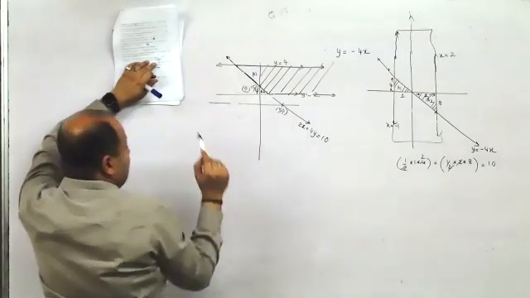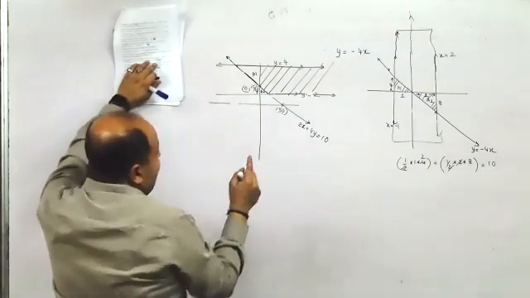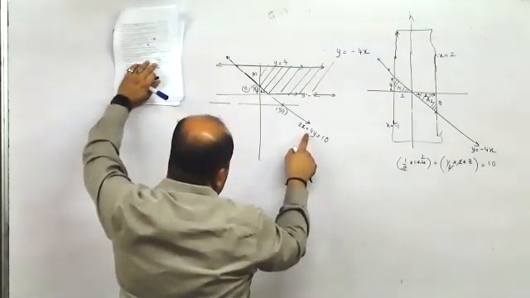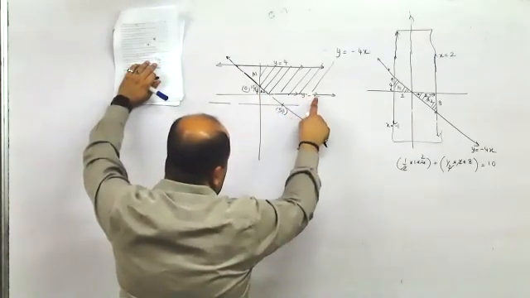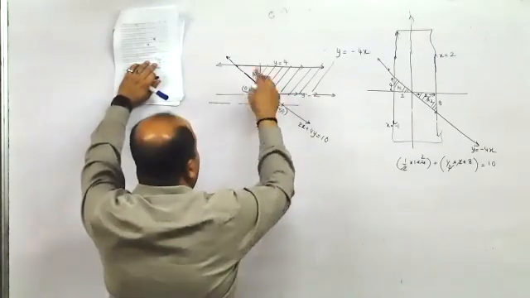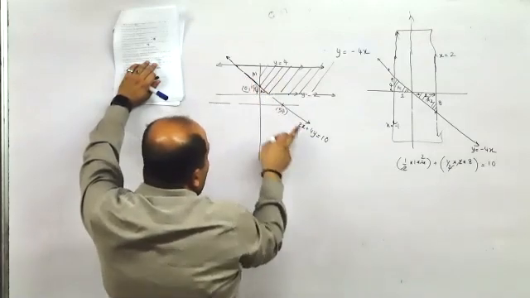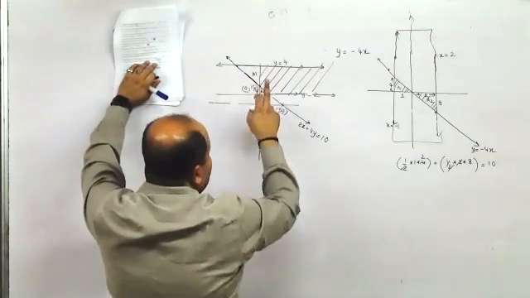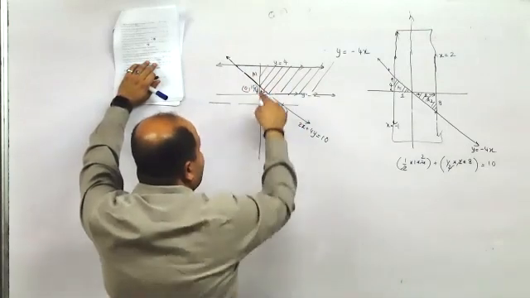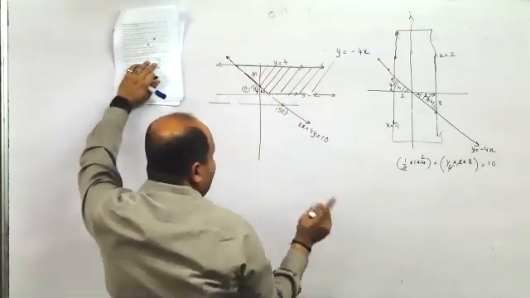The question in that case would have been, find the area enclosed by the line 2x plus 4y equal to 10, the y-axis, and the line y equal to 2, and also the area enclosed by the line 2x plus 4y equal to 10, y equal to 4, and the y-axis. Had that been the question, then the area that we found is correct.